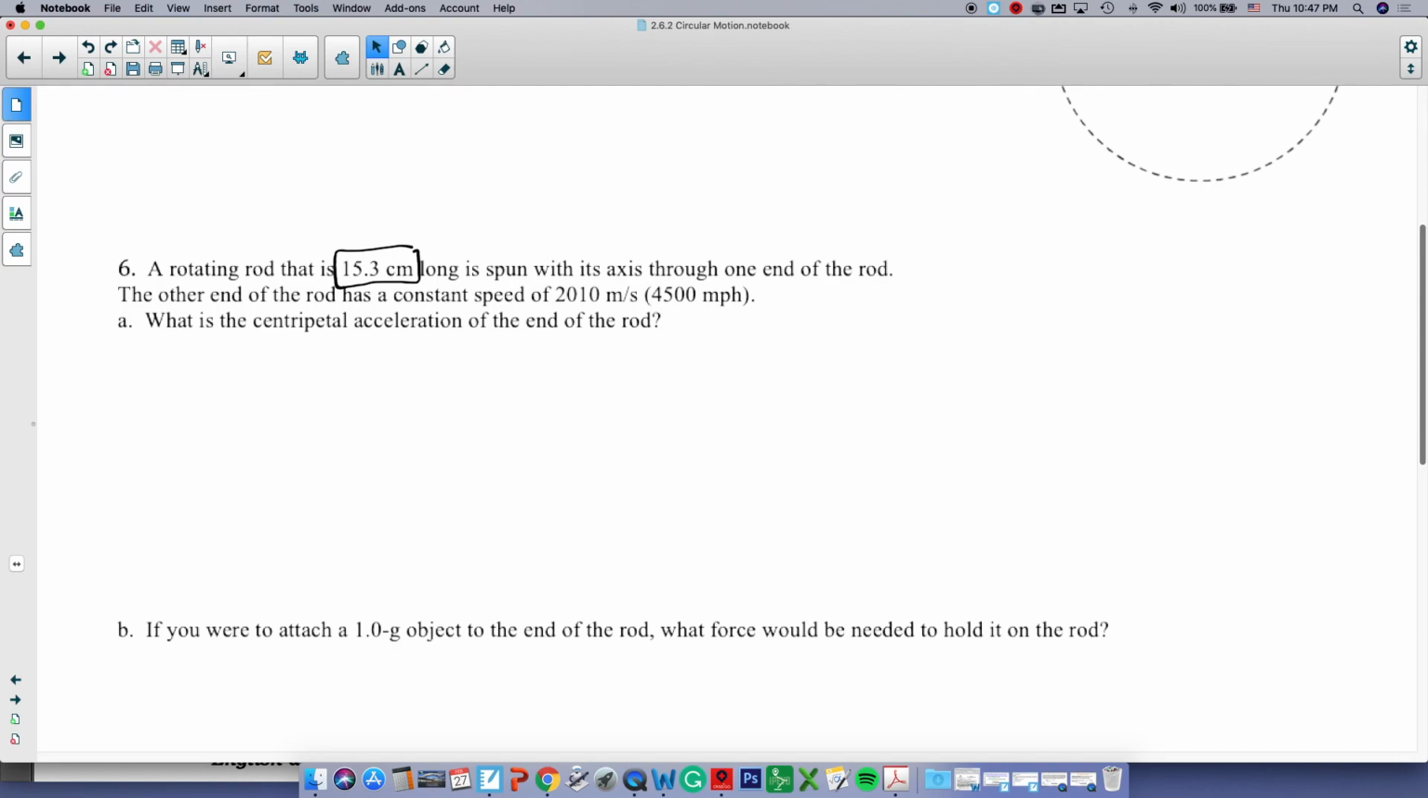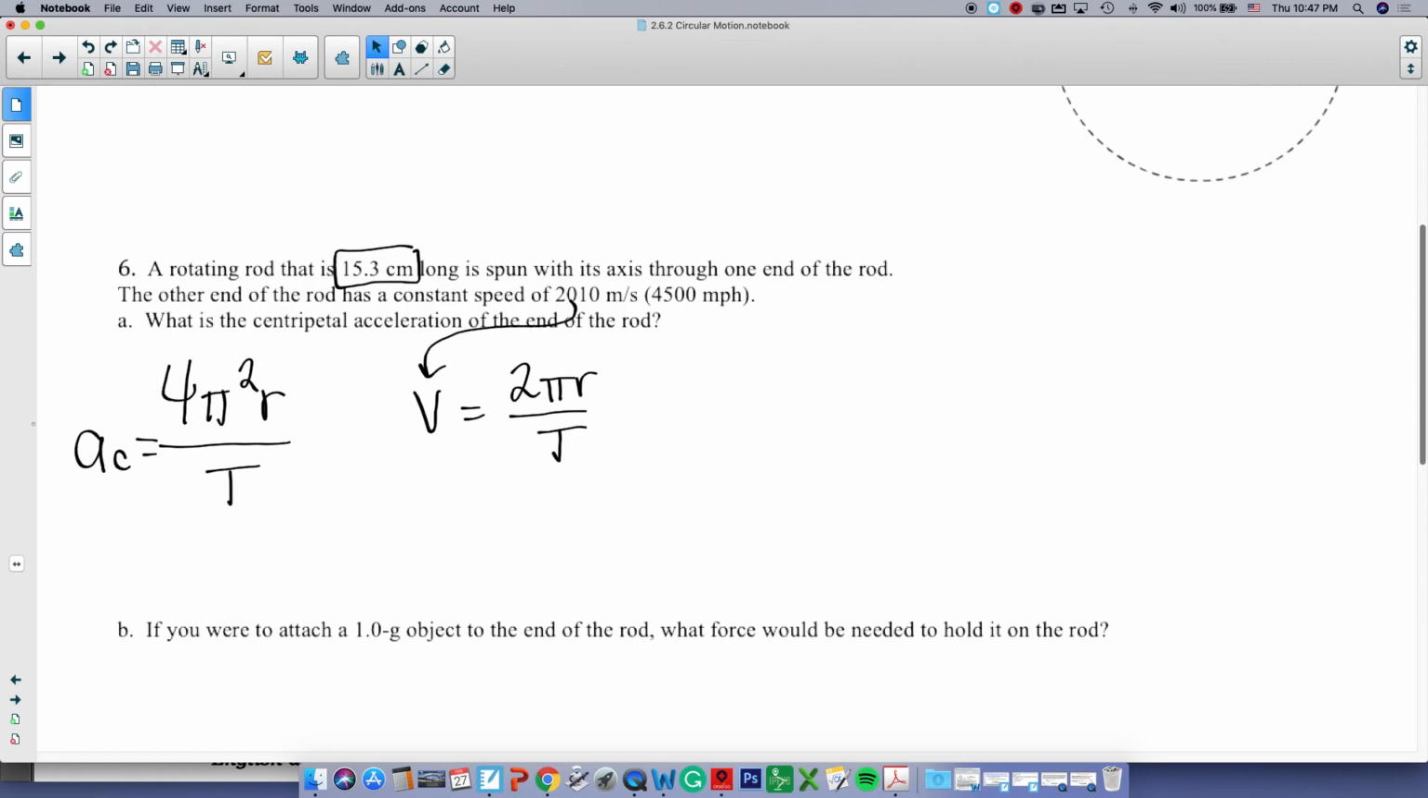Okay, so if we're trying to find centripetal acceleration, we need 4 pi squared r over t squared. Well, we don't have t, so then that means we're going to have to go to this equation, 2 pi r over t, because we're going to have to use that velocity and the radius to find t. Okay, so then that gives you enough information to go through that one.